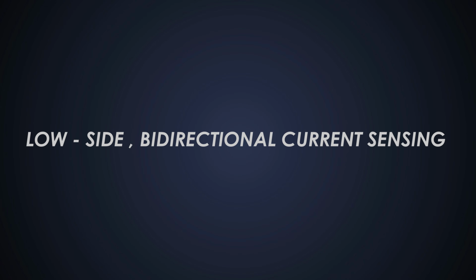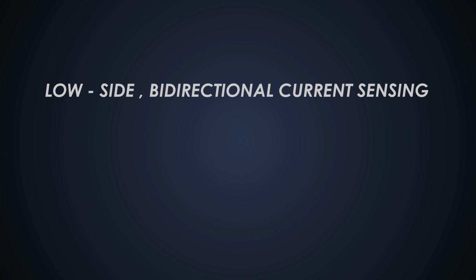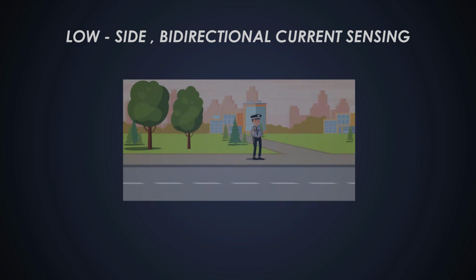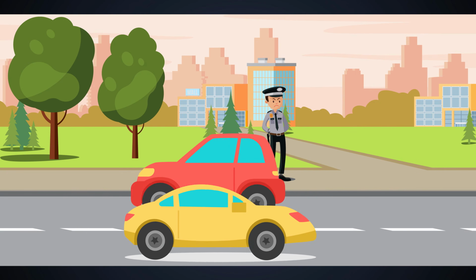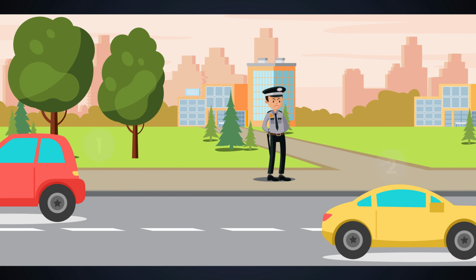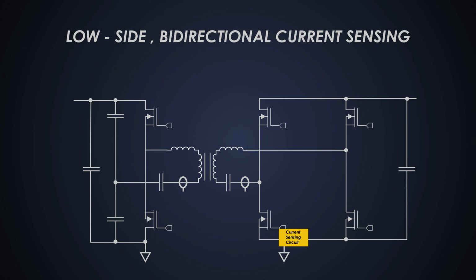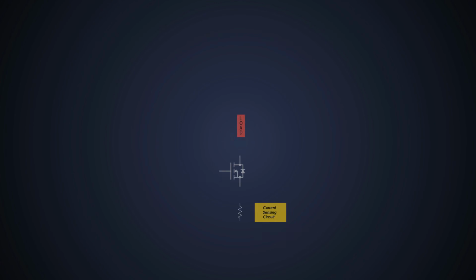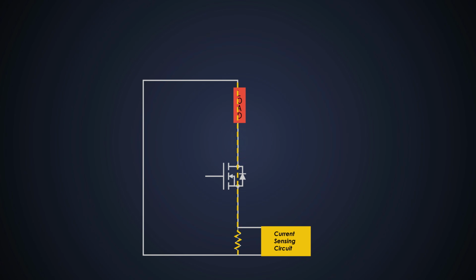First things first, what exactly is a low-side bidirectional current sensing circuit? Imagine you are a traffic cop, monitoring the flow of cars on a busy street. You need to know not only how many cars are passing by, but also in which direction. That's essentially what this circuit does, but with electrical current. In technical terms, it measures the current flowing through a load by monitoring the voltage across a low value resistor, called a shunt resistor, placed on the low side. This setup helps us detect the current flow in both directions. So it is called bidirectional.